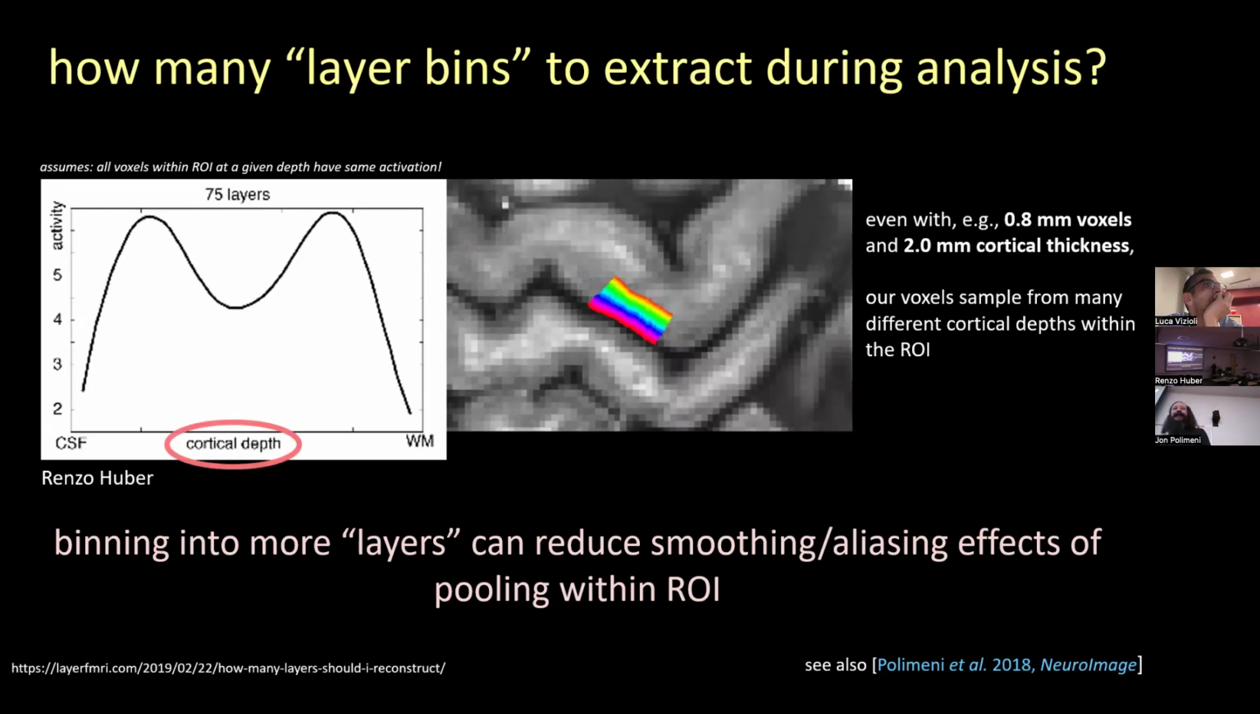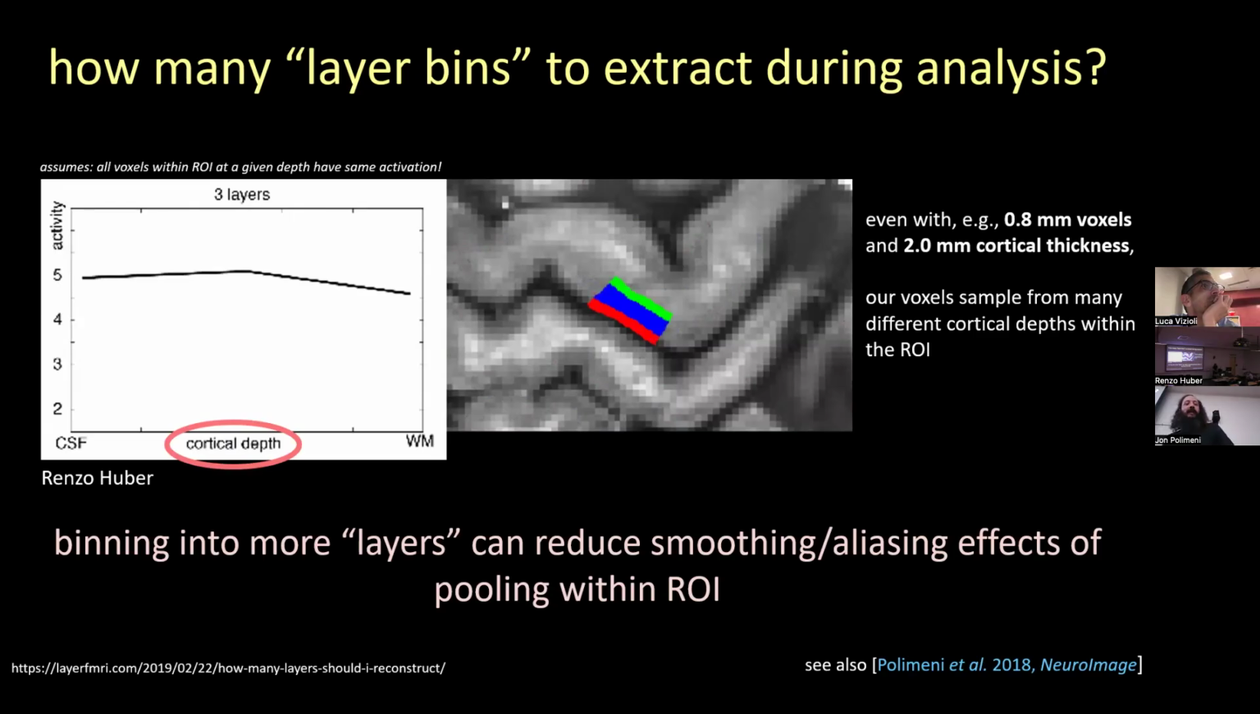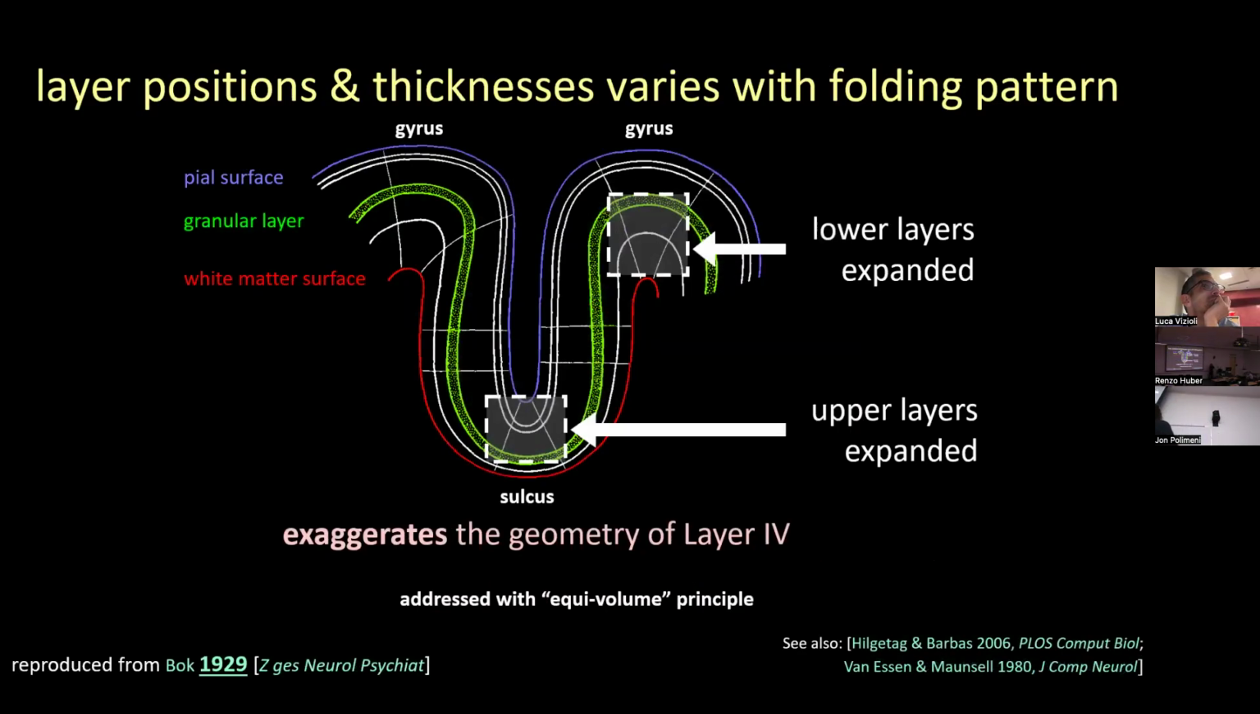Note that in this plot, we're looking at cortical depth. As I mentioned before, there's a complicated relationship between cortical depth and cortical layers. Now I want to give you some insights into how we account for this in the analysis. As I mentioned before, in the sulci the upper layers are expanded and in the gyri the lower layers are expanded. This led to a very attractive idea that there may be some principle that dictates the positions of these layers such that volumes of tissue are preserved across the cortex. This led to the so-called equivolume principle that people tried to use in order to predict layer positions from the geometry of the cortex.